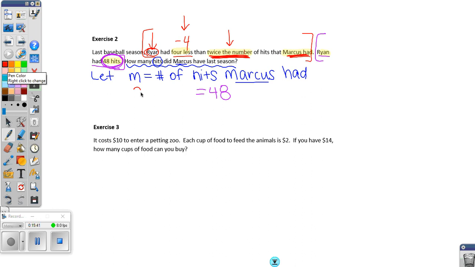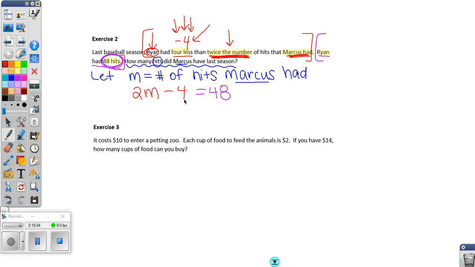So we know that if we doubled what Marcus had, meaning if we multiplied 2 times m, that would be double the number of points. But it says Ryan had a little bit less than that. He had 4 less than double what Marcus had, which means we need to take away 4 from that number.